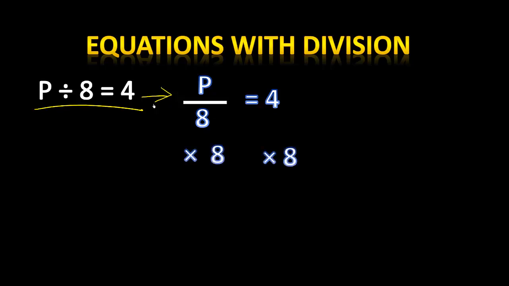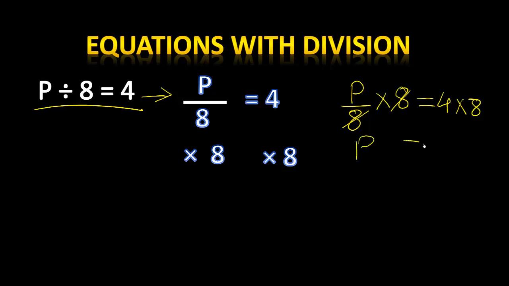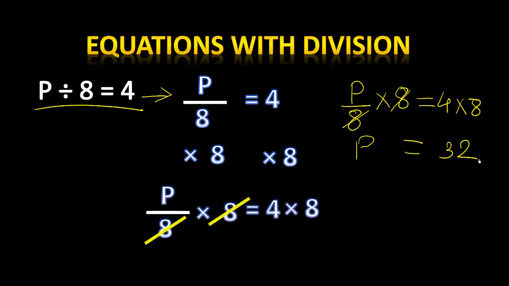And now what would happen? It would be like this. p by 8 multiplied by 8 is equal to 4 multiplied by 8. Now we're cancelling out 8 because they're the same number, and 4 times 8 would be 32. p is equal to 32 because 4 times 8 is equal to 32. The same thing is written right here, but in better handwriting. So now we have p by 8 multiplied by 8 is equal to 4 times 8. So p is equal to 8, like this. Sorry, p is equal to 32.